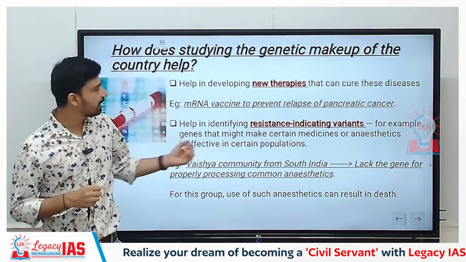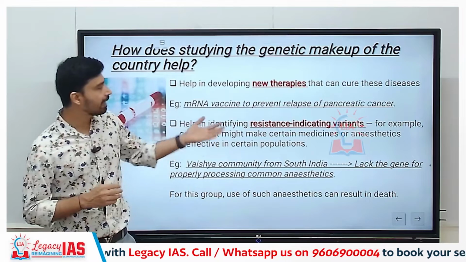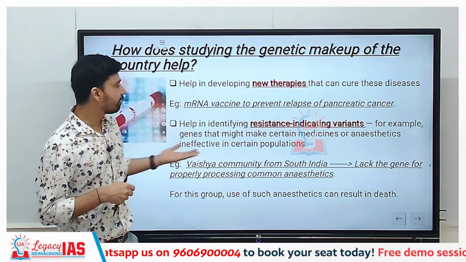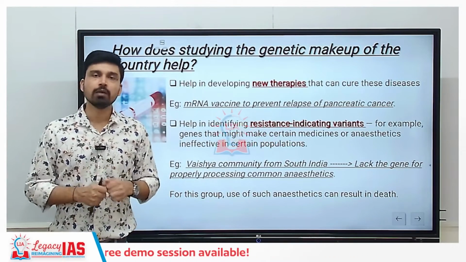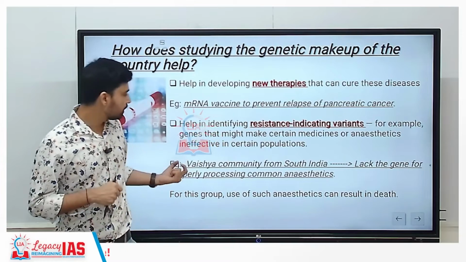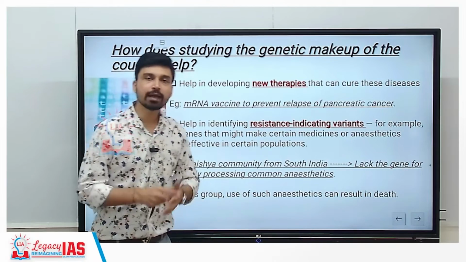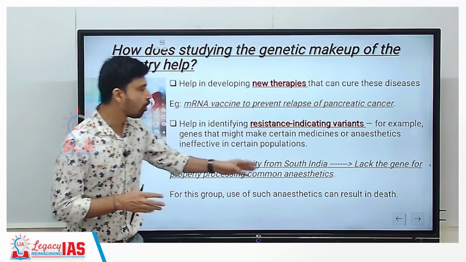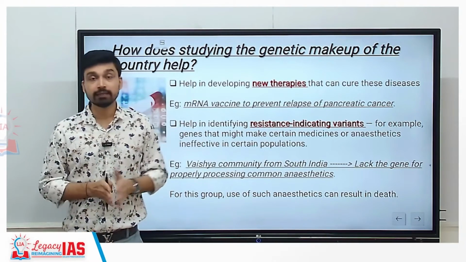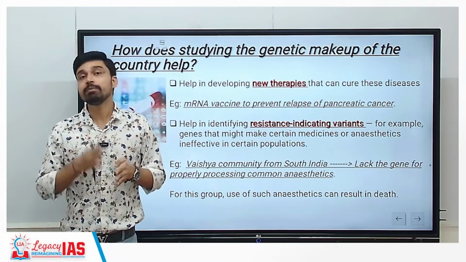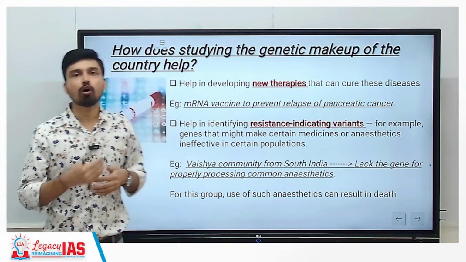And last, it helps in identifying resistance-indicating variants. For example, genes that might make certain medicines or anesthetics ineffective in certain populations. In that case, when treatment is being done, doctors will be aware of which medicine they have to administer. For example, the Vaishya community from South India actually lacks the gene for properly processing common anesthetics. That is why, for this group, the use of such anesthetics can result even in death. And this is very vital information, especially when a person is hospitalized and surgery or an operation is required.